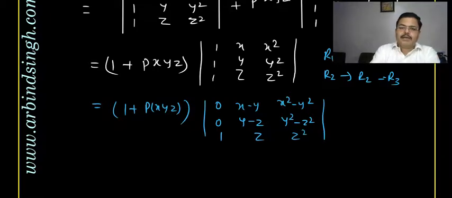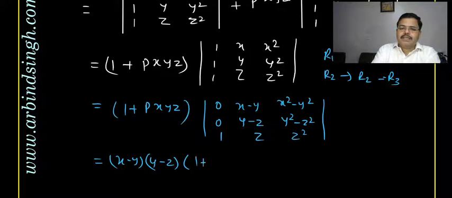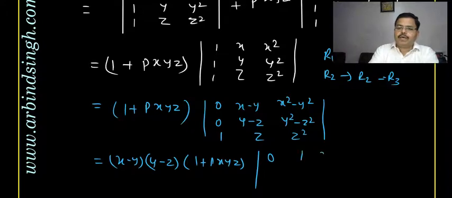Now you can take x minus y and y minus z as a factor. So what will happen? That will be x minus y and y minus z, and this factor is 1 plus p x y z, and after taking common it will be 0, 1 and x plus y, 0, 1 and y plus z, and 1, z and z square.